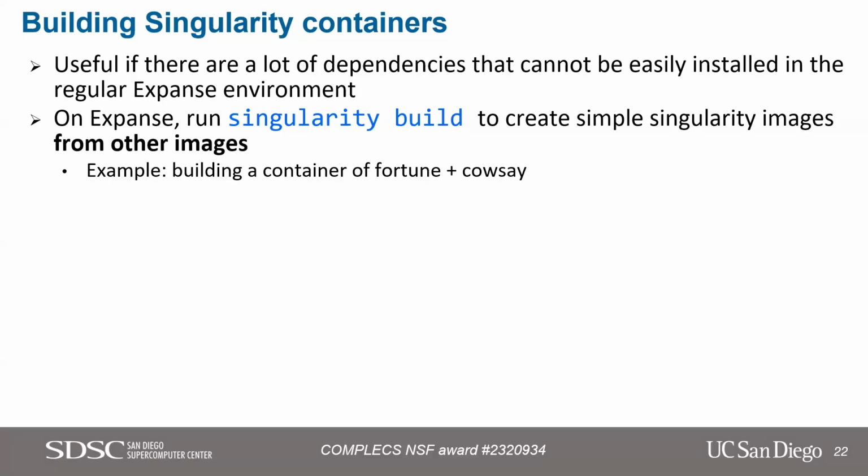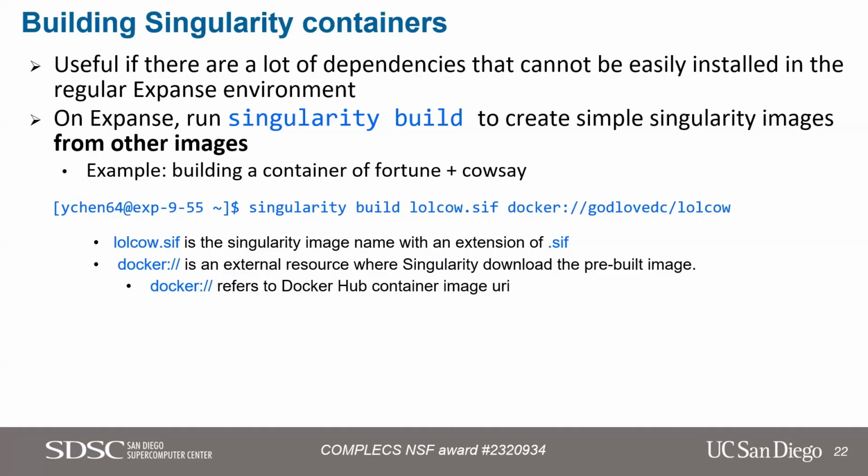But on Expanse, running Singularity build can only create a simple Singularity image. So back to our Singularity containers building, we can run the Singularity build command to create our own Singularity images from other images only. So for example, I'm building a new container from Docker Hub, and that's possible on Expanse.